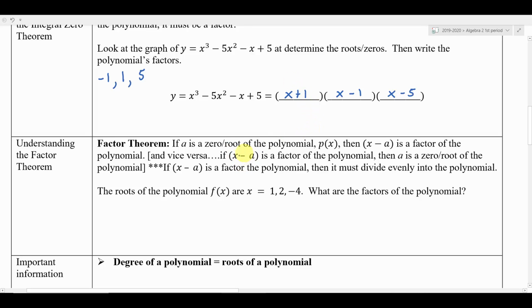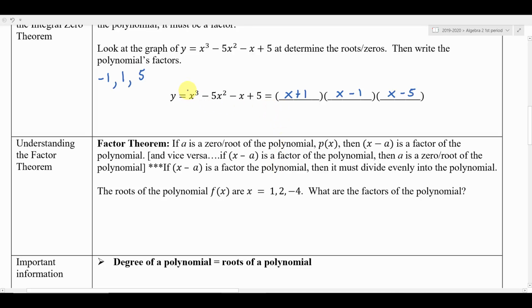And vice versa, if we have x minus a, then we know that a is a root or zero. So for instance, if I know this factor, then I know -1 is a zero. All right, so it goes both ways. But the big reveal from this particular theorem is that if we have a factor like x plus 1, then it has to divide evenly into the polynomial.